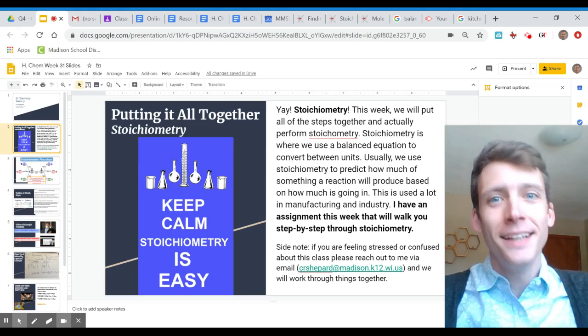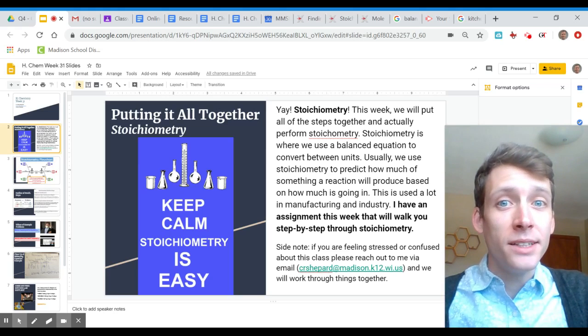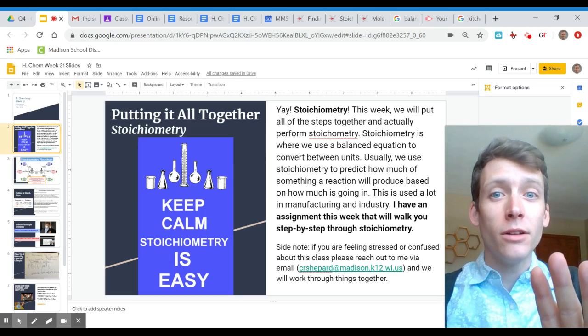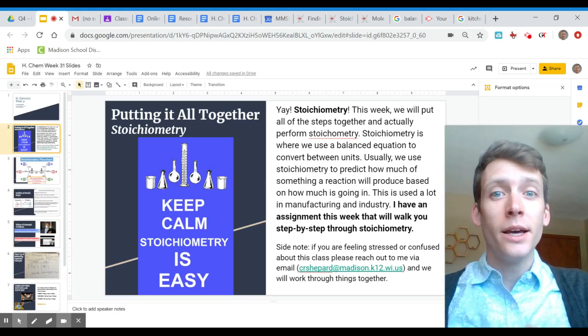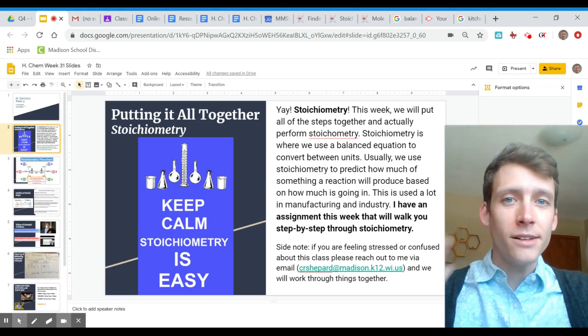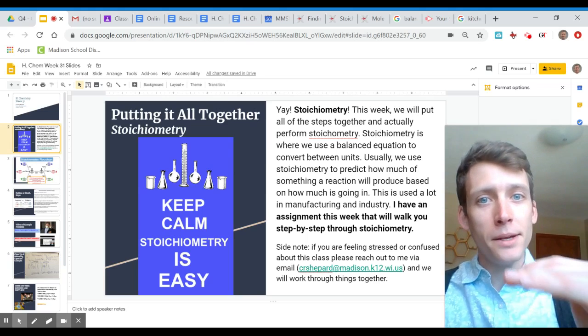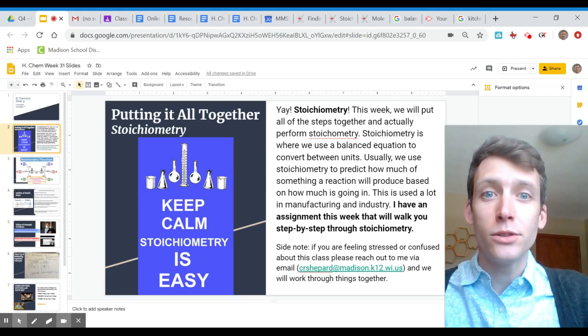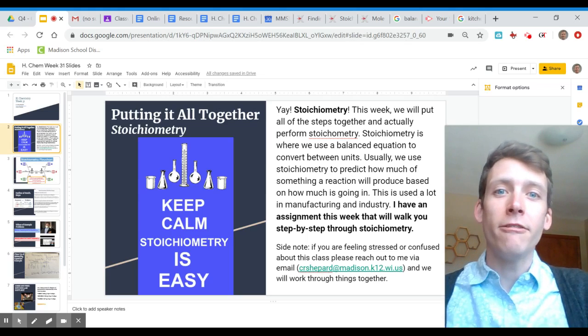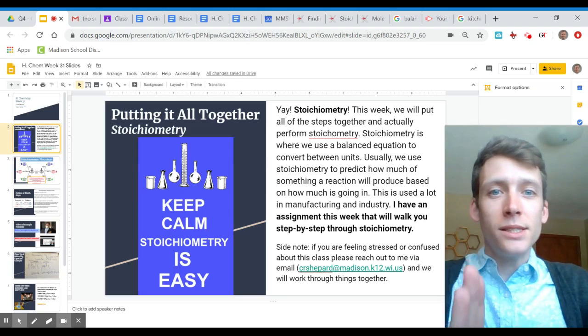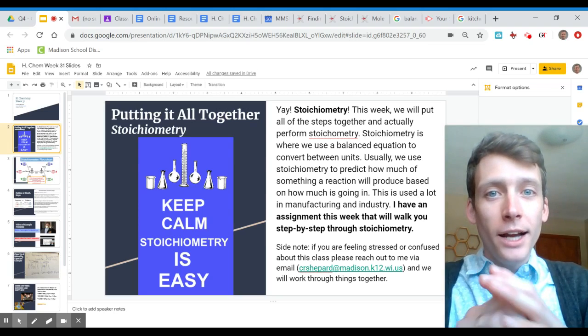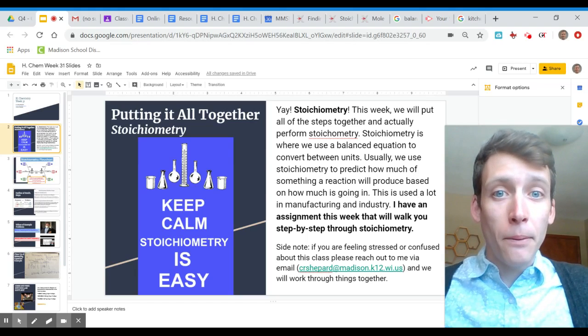I cannot wait. This is like what you did in lab 7, the decomposition of sodium bicarbonate. We are taking all the steps that we've learned in the past few weeks and putting them all together in this thing called stoichiometry. The assignment this week is going to give you step-by-step directions on how to do stoichiometry problems, and I've put your problems in a specific framework which is going to help guide you through the problems. I hope it supports your learning.